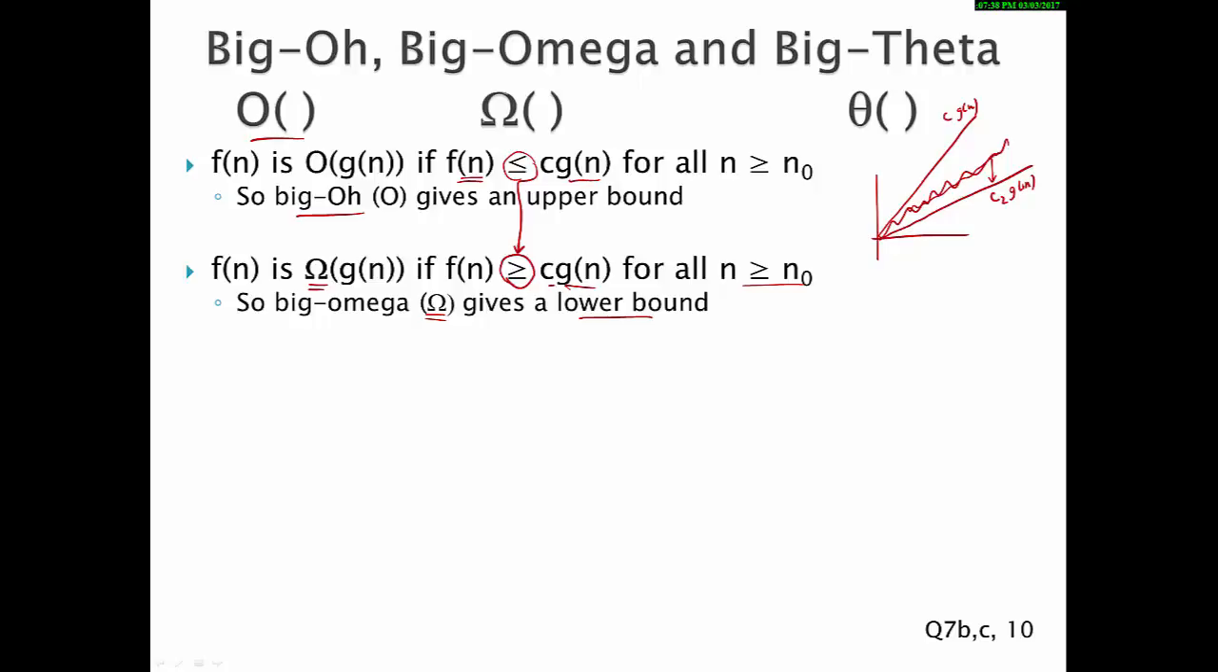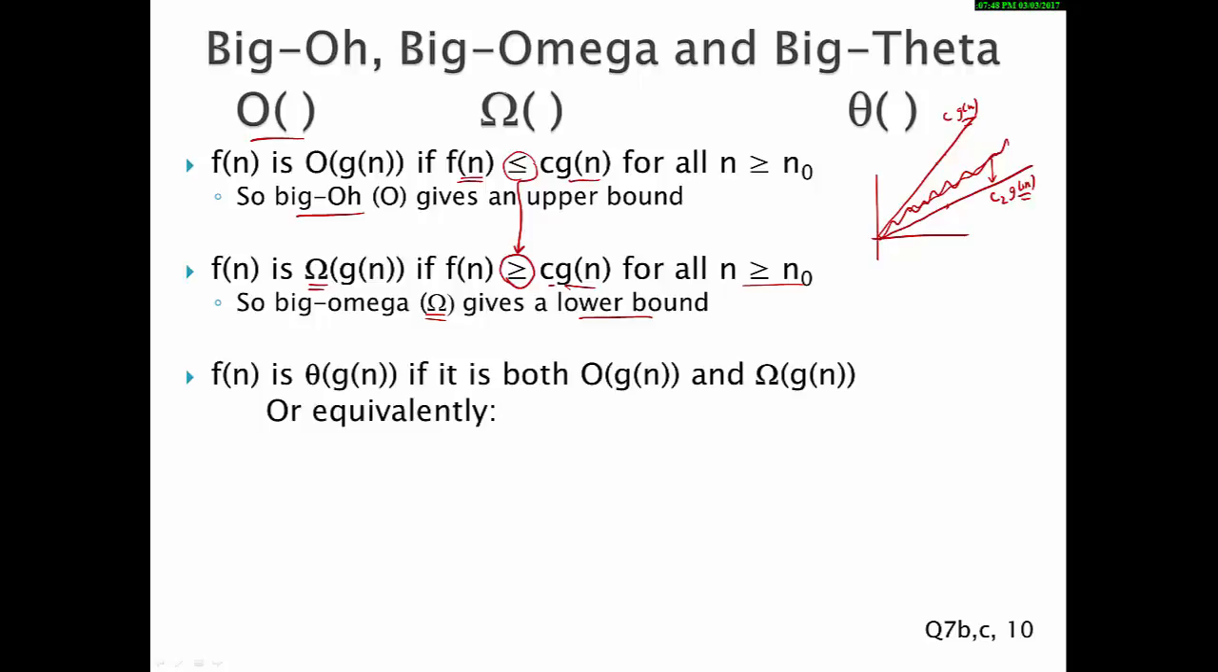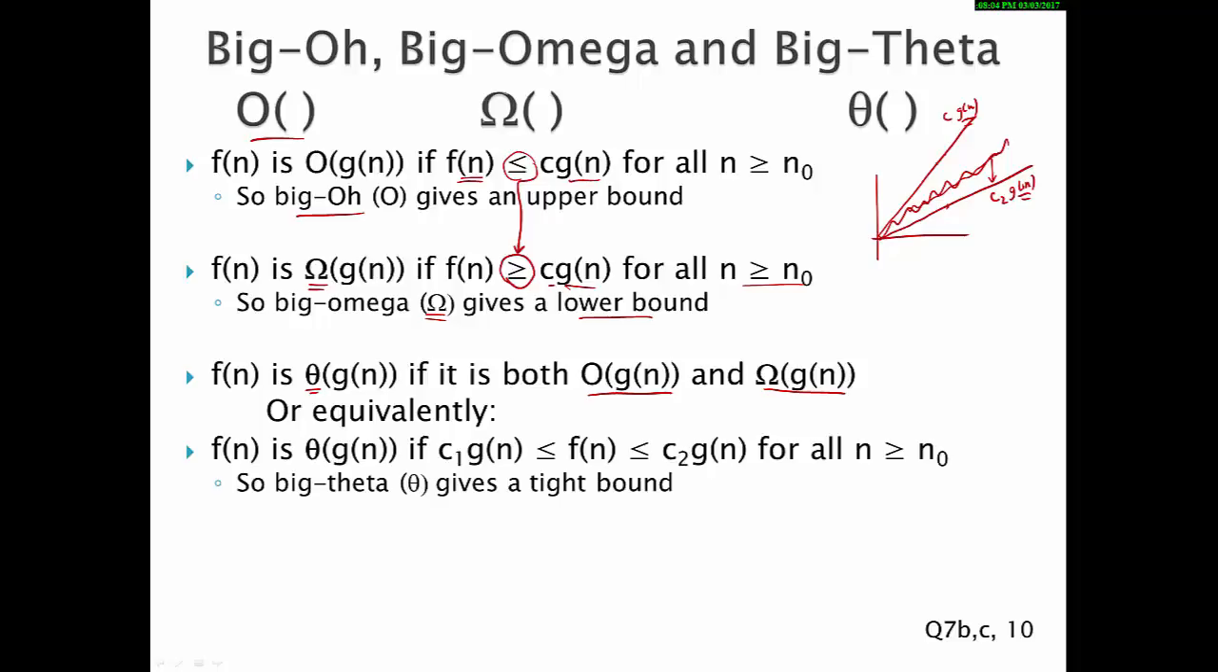Now, if both these things are true, our function is sandwiched in between two different multiples of the same function. Then we have a third one right here that is called big theta. f of n is big theta of g of n if it's both big O of g of n and big omega of g of n. Or equivalently, you could write out both definitions and sandwich it together here. So it's big theta of g of n if f of n is bigger than one multiple of g of n and less than another multiple of g of n, again, eventually.